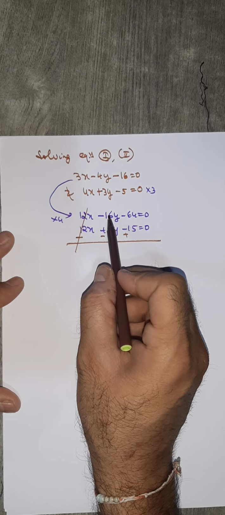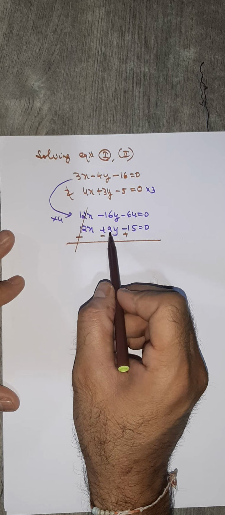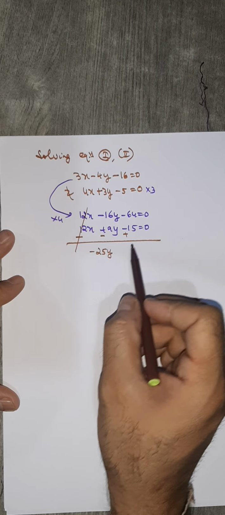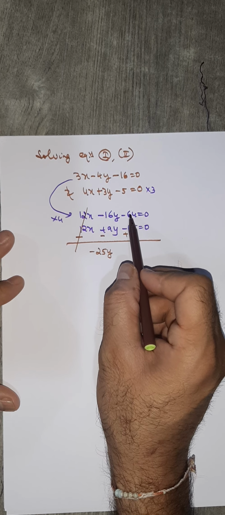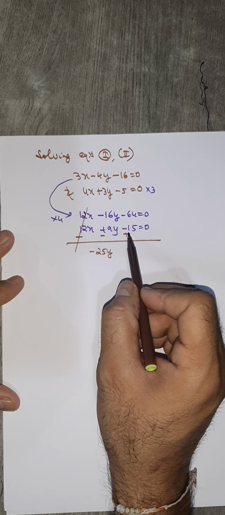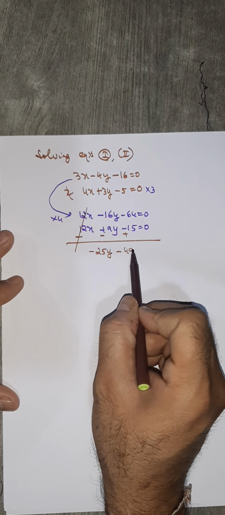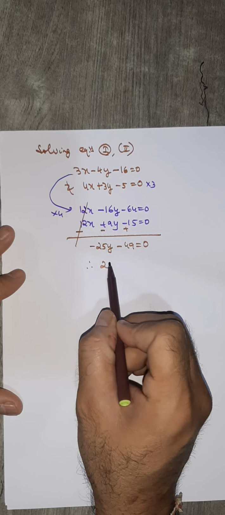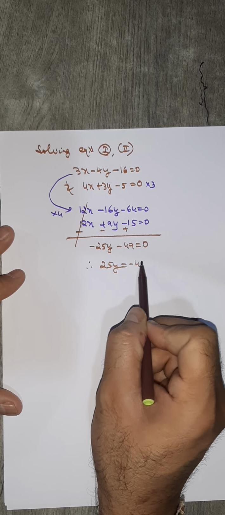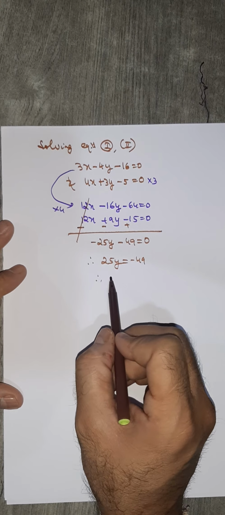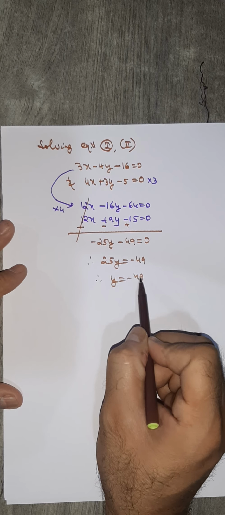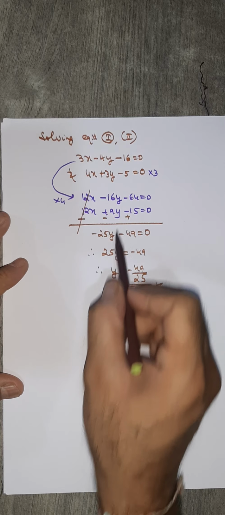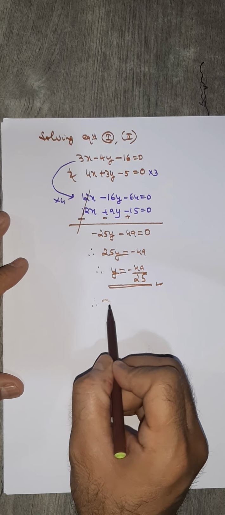And what about this? Here you have 16 and this is nothing but minus 9, so minus 25y. And what about this? Minus 64 plus 15, so it will be minus 49. So you will get 25y equals minus 49, and therefore y equals minus 49 by 25. This is the y coordinate. Now put the value of y in any one of these two, so we'll get x.